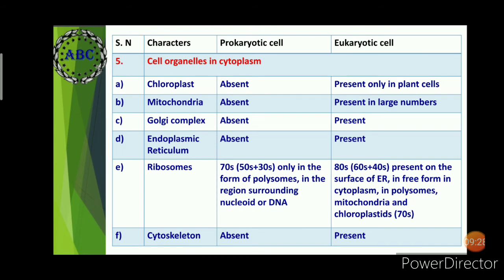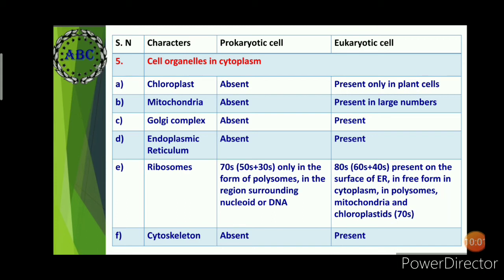Then the next important character is the cell organelles in cytoplasm. Chloroplast, mitochondria, Golgi complex, endoplasmic reticulum, all these cell organelles are absent in prokaryotes, whereas chloroplasts are present only in plant cells of eukaryotes. Then mitochondria are very large in number in plants as well as in animals. Golgi complex and endoplasmic reticulum are present in all the organisms having eukaryotic cells.